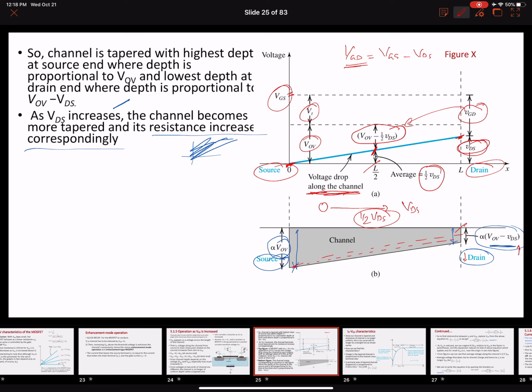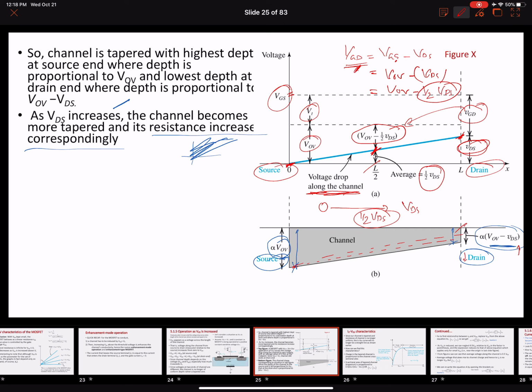So the average voltage that will appear along the length of the channel is going to be half of VDS, and the voltage that will appear over here at the drain terminal will be the overdrive voltage. Essentially, we talked about this, right? So this is overdrive voltage minus VDS. At the middle point of the channel, it will be VOV minus half of VDS rather than full VDS. So this is at VDS. Over here, it will be half of VDS.